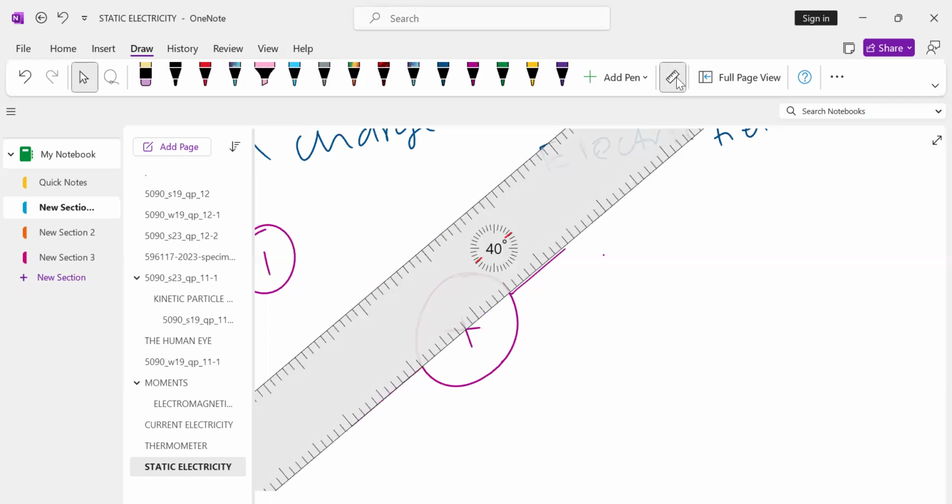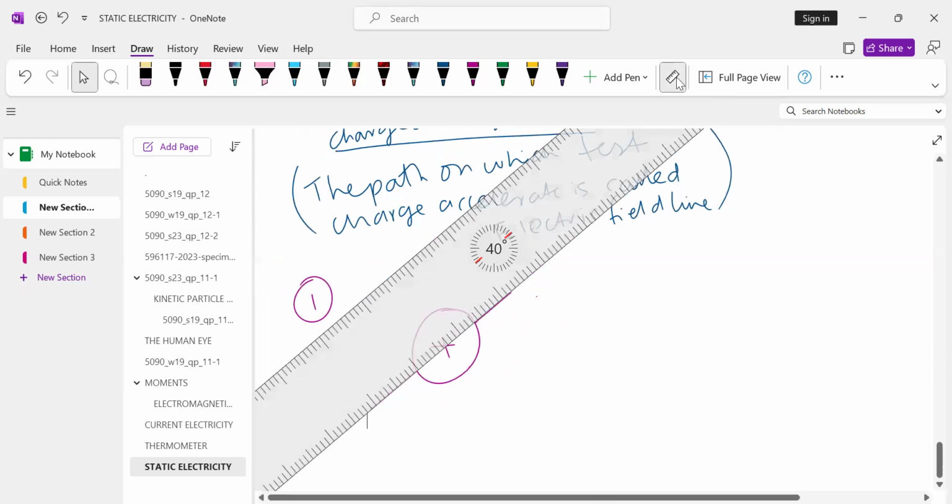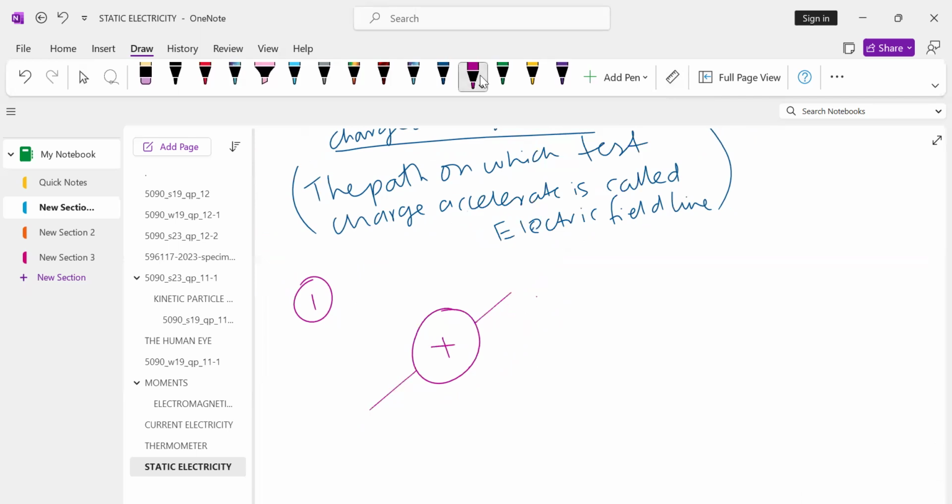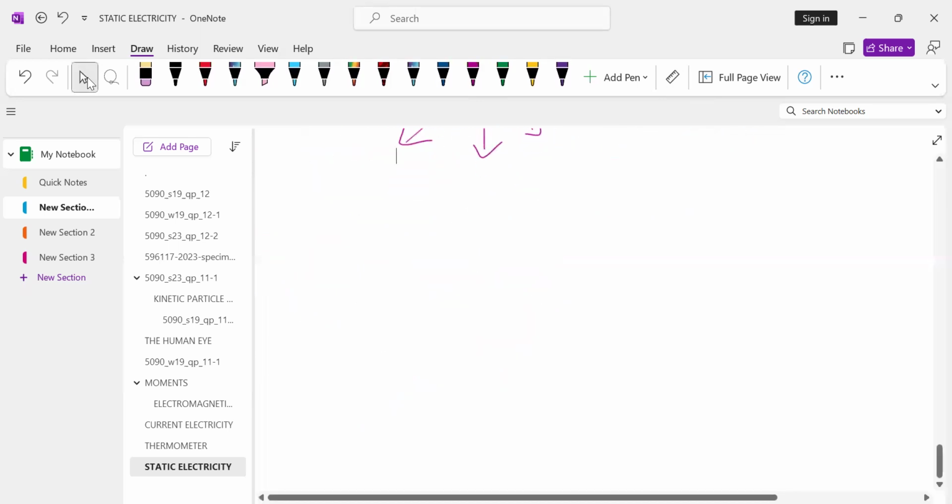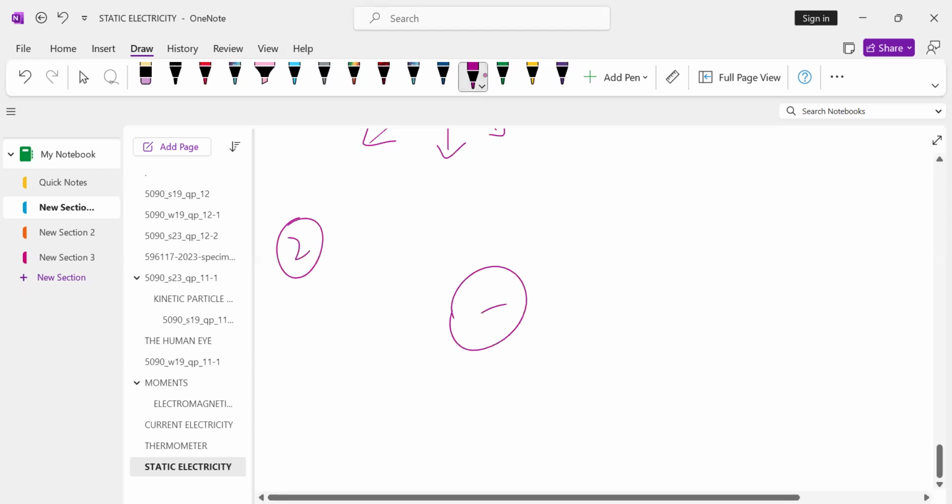Now you can rotate this scale to draw the other lines too. And the arrow would be pointing towards out. Then for the negative one, you have to do the same thing, but in negative charge, the lines would be coming towards the negative charge.